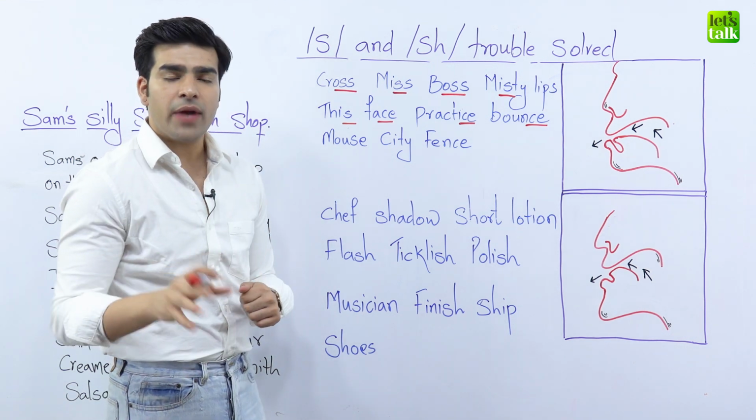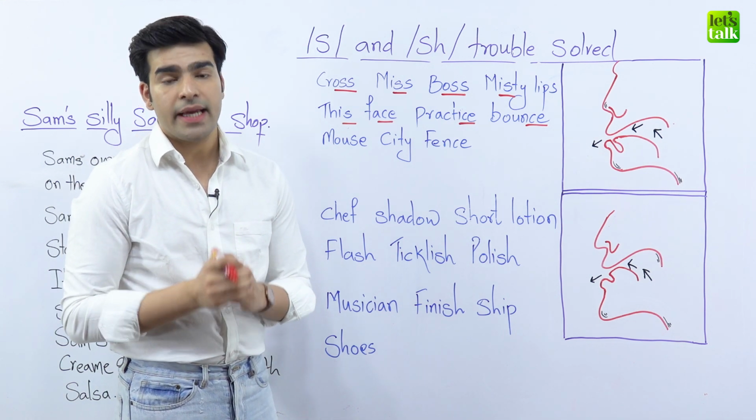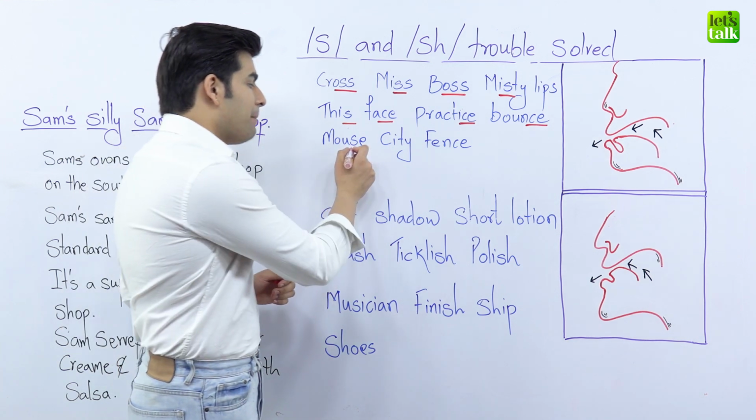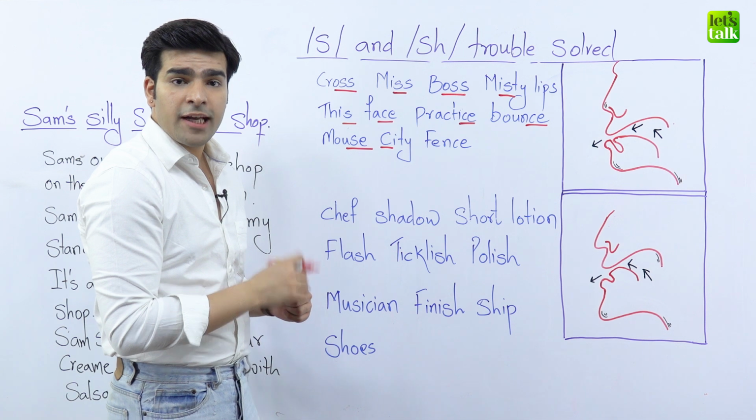Please continue repeating after me. Even if it is incorrect, no problem. Just continue saying it, because there will come a time when you will say it absolutely correctly. Mouse, city, fence.